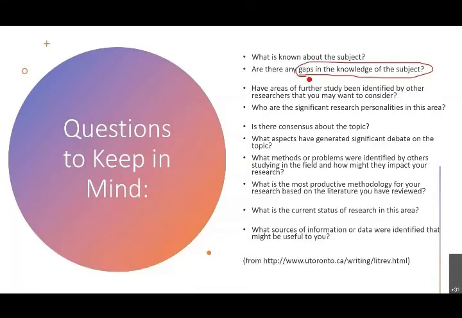Because the problem that you are looking for, the problem statement, you are telling that this problem is a never-ending problem. And you have to know: have areas of further study been identified by other researchers that you may want to consider? Who are the significant research personalities? Who are the top people in your area, found by using certain tools? Is there consensus about the topic? That is very important. And what aspects have generated significant debate? What are the debates going on?